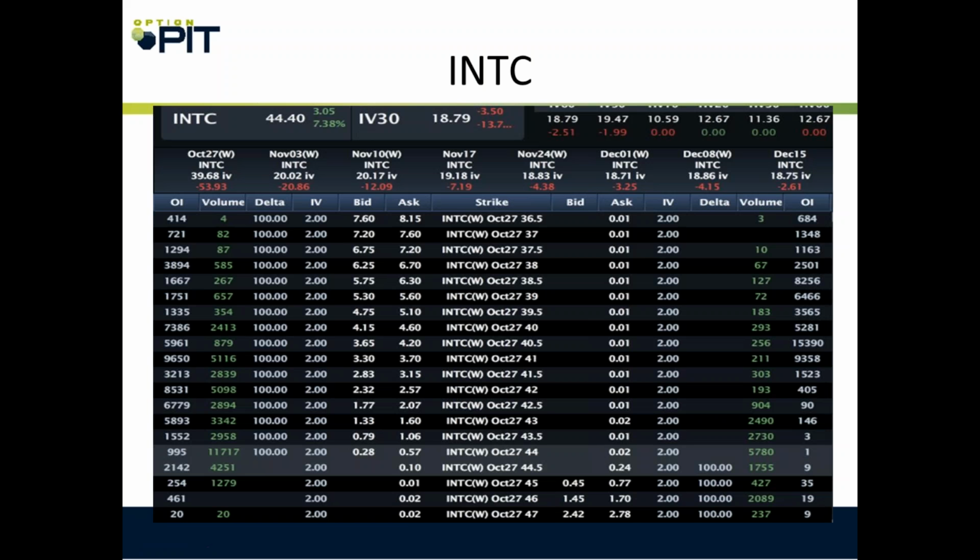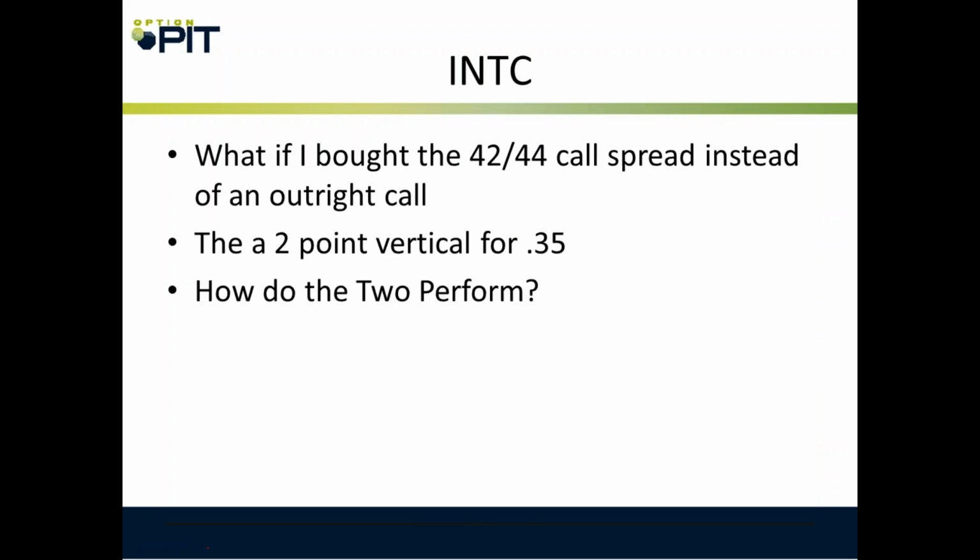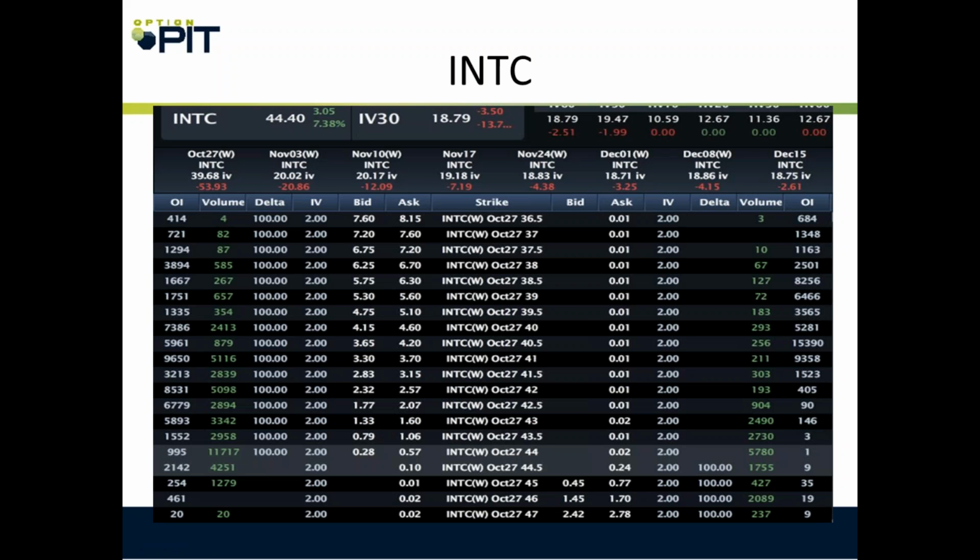So let's take a look. Here's Intel after earnings. You can see kind of how things worked. My 42 calls, so you can see it's 44.40. My 42 calls that I bought for, then we got a big move. So let's say I bought these for 50. They made $1.90. Not bad. That's not bad at all. I made almost 4 to 1.